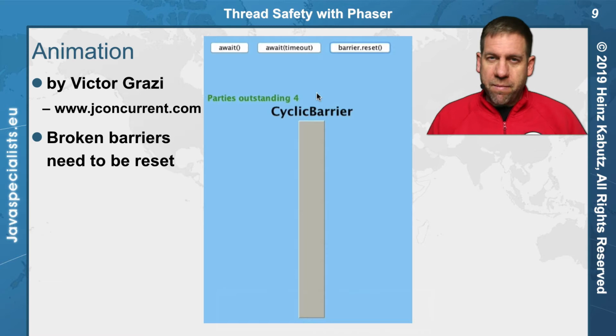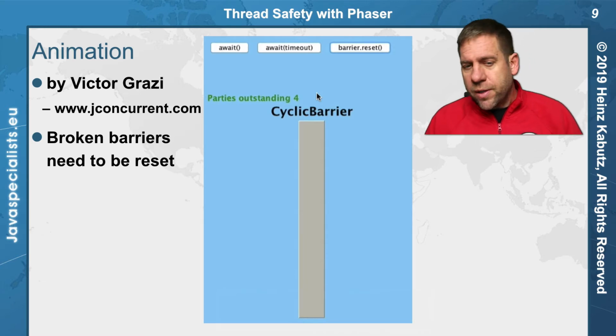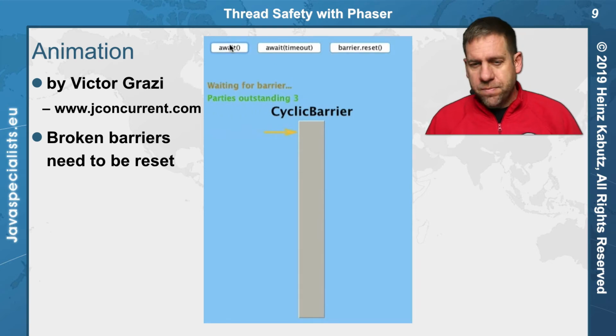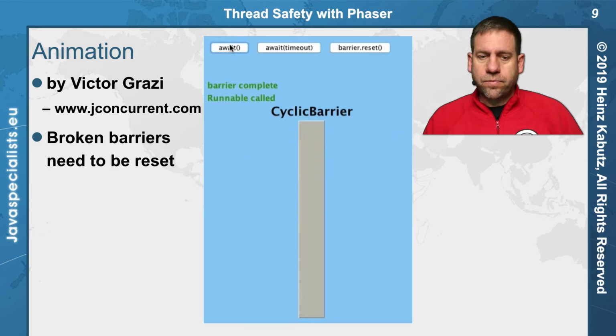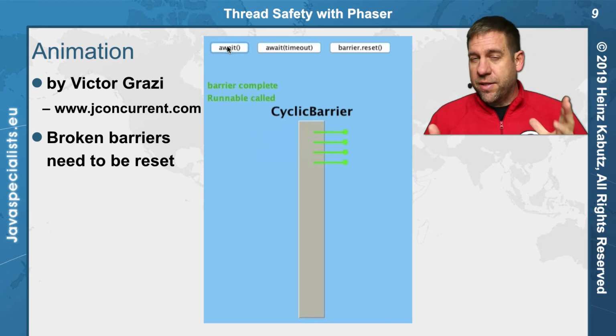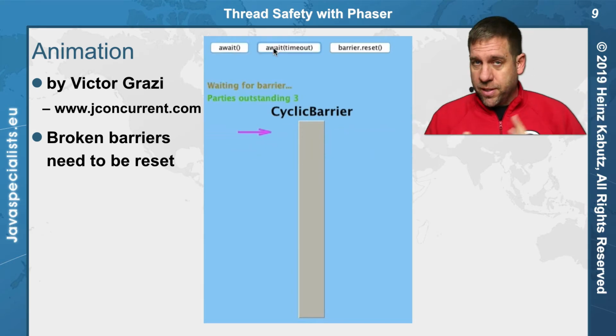Again, I've got a demo based on Victor Grazi's work, and we start with having 4 outstanding parties, and I call await. Once we reach 0, then they all go through. So now if the barrier is complete, they'll all go through. And as a side effect, whatever runnable you've got gets called.